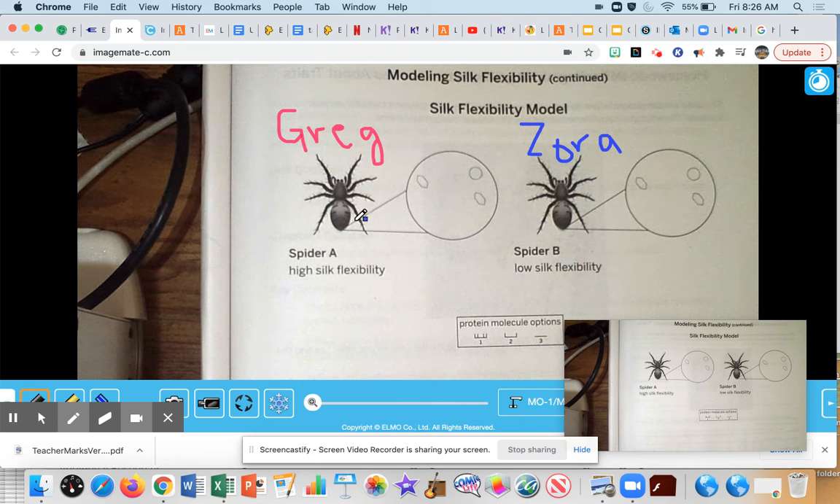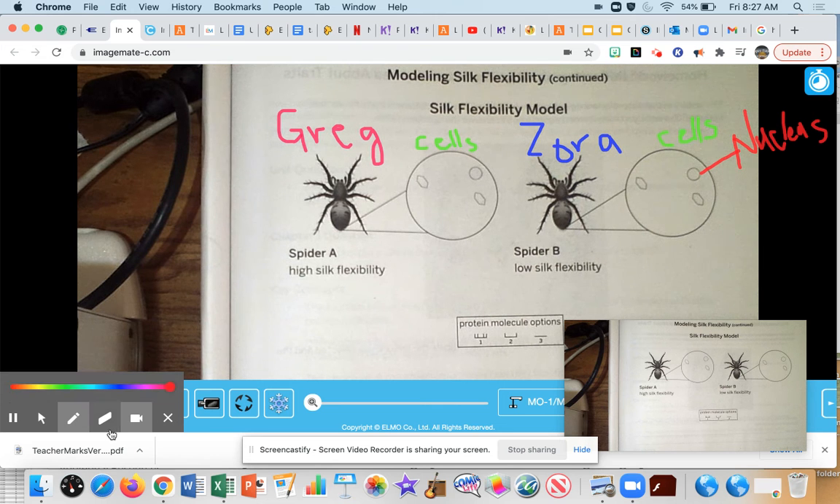So we're zooming in, as you can see, we're zooming in on their cells. These large circles are cells. These are Greg's cells, and these are Zora's cells. And inside their cells, they have these shapes. Right here we have what's called the nucleus, which is the brain of the cell.